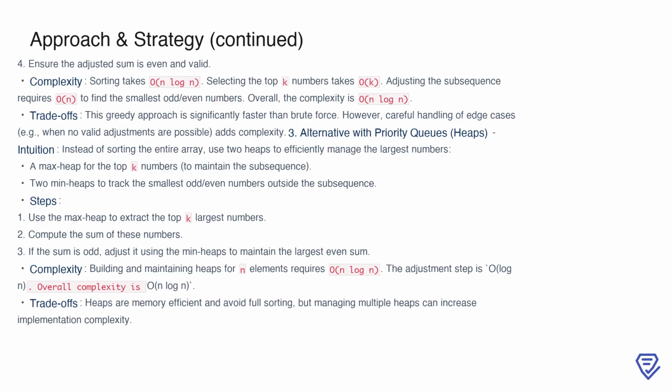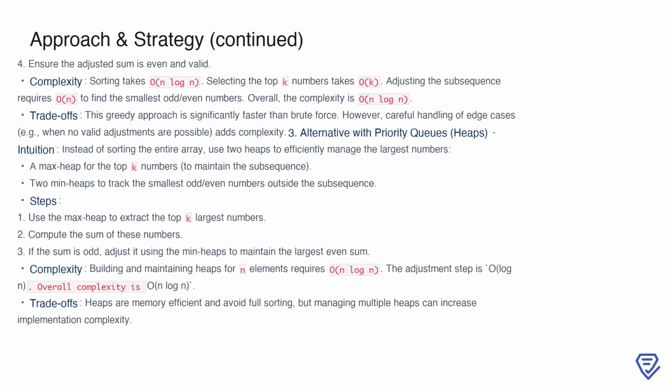Alternatively, if no such replacement is possible, we can swap the smallest even number in the subsequence with the smallest odd number outside. This ensures that the resulting sum is even. The overall complexity of this approach is dominated by the sorting step, which takes O(n log n).